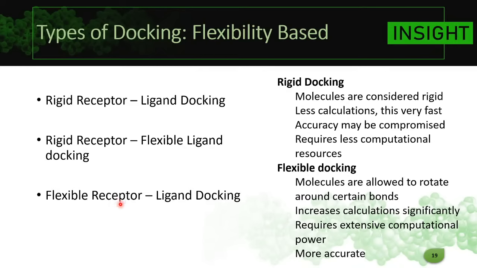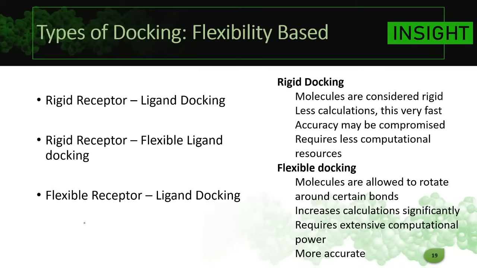And another one which is also very useful is flexible receptor and flexible ligand docking. So in this type of docking, both the receptor as well as the ligands are kept flexible and all their different conformations are explored in order to study the binding. Usually the entire receptor is not kept flexible, but rather the binding site amino acids are kept flexible, which is also possible in AutoDock as well as AutoDock Vina.